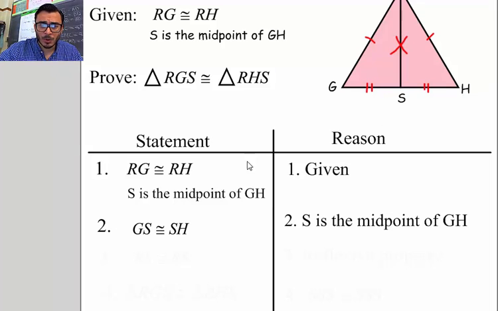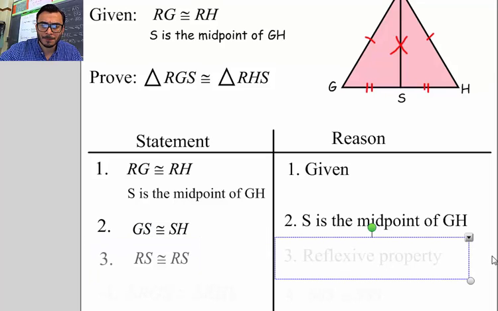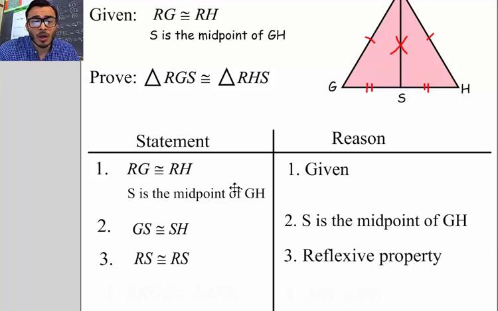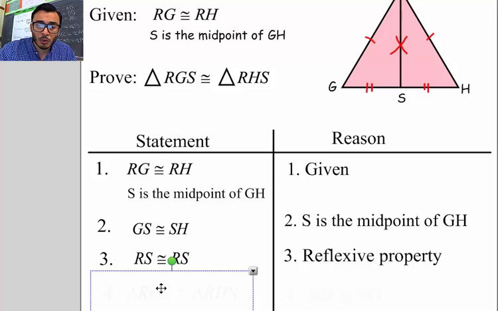What else did we say? Well, we also said that segment RS is congruent to segment RS, and that's by the reflexive property. And so now you can see in our two-column proof that we have enough information to conclude that these triangles are congruent. We have proven it. We've proved it in our two-column proof.